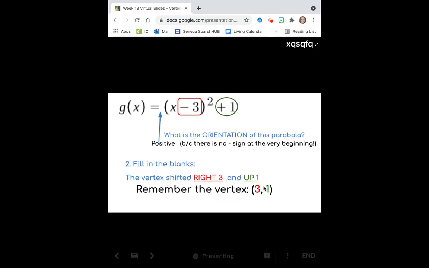So the orientation is going to be positive because we don't have a negative sign at the very beginning. So if you don't see a negative sign right after the equal sign, then the orientation is going to be positive. And then this tells us that the vertex shifted right 3 and up 1.